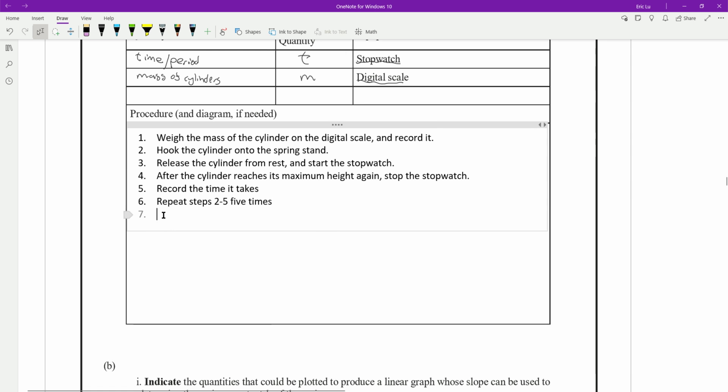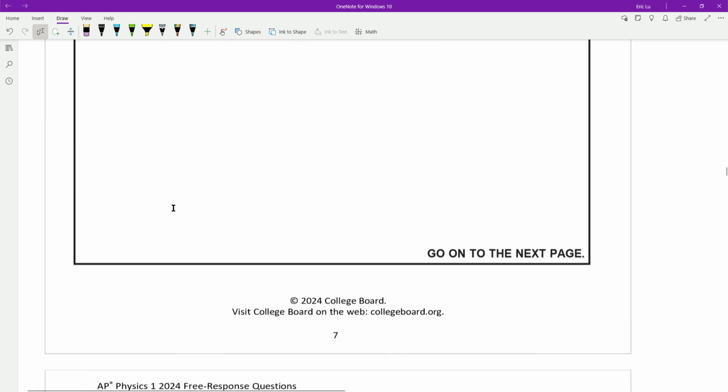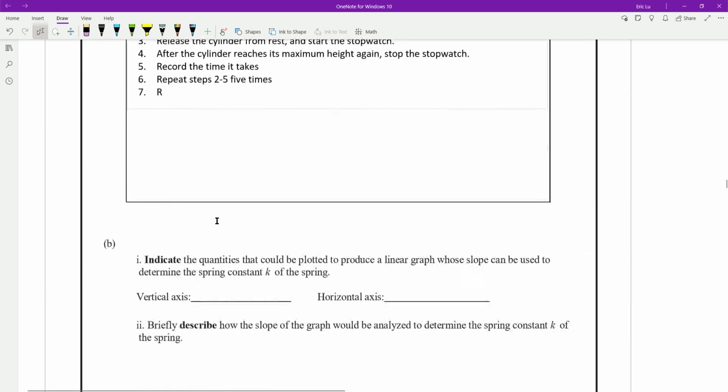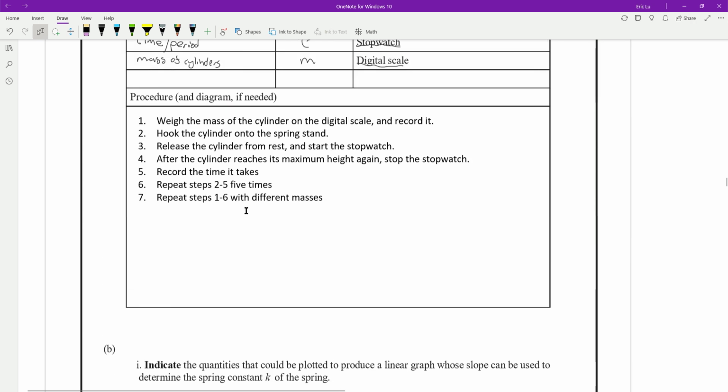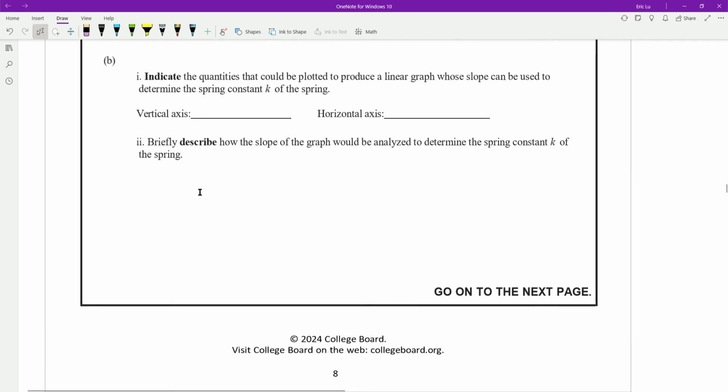And after you did this 2 to 5 times, you can repeat steps 1 and 6 all over again with a different mass. So repeat steps 1 to 6 with different masses. And yeah, that would be your procedure.